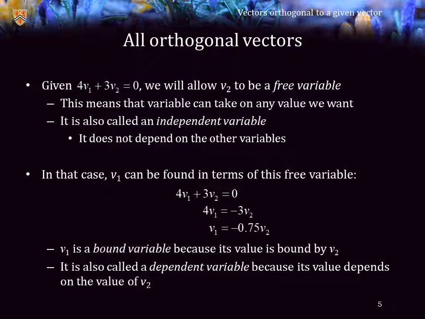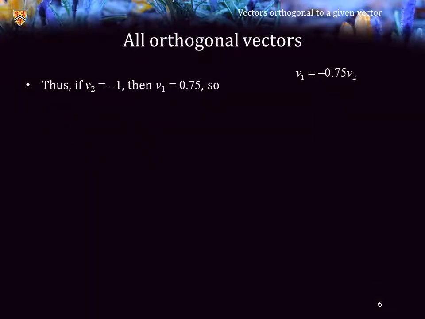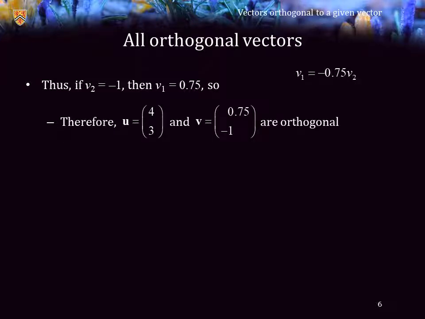If v2 is equal to 3, then v1 will be negative 0.75 times 3, or negative 2.25. So, for example, given the equation in the top right-hand corner of the screen, if v2 is equal to negative 1, we can plug v2 into that equation to determine that v1 is equal to 0.75, and therefore the vector u equaling 4, 3 and the vector v equal to 0.75, negative 1 are orthogonal.